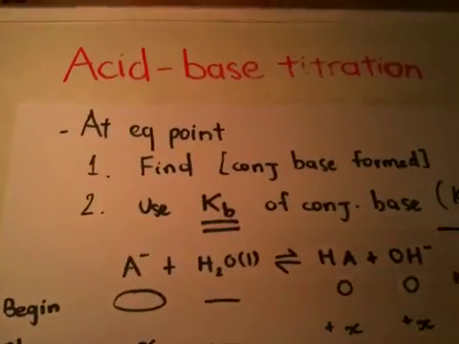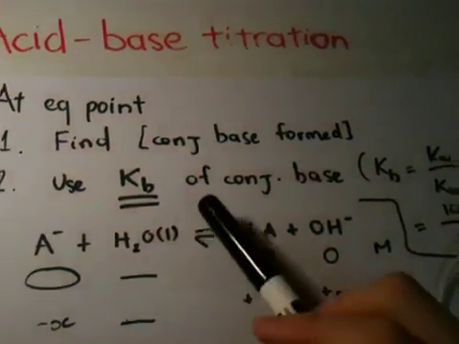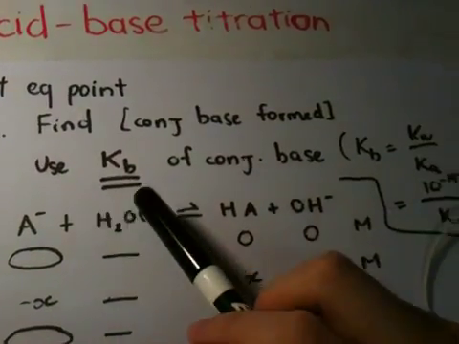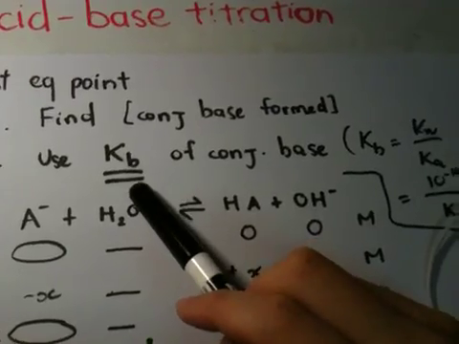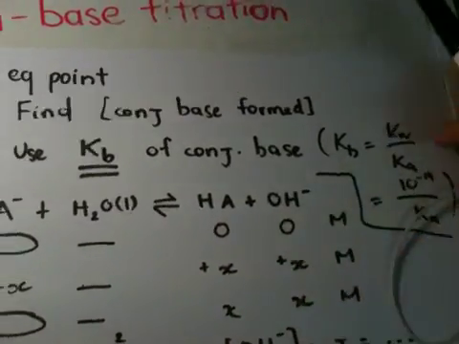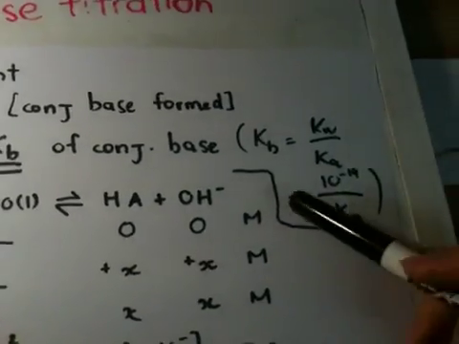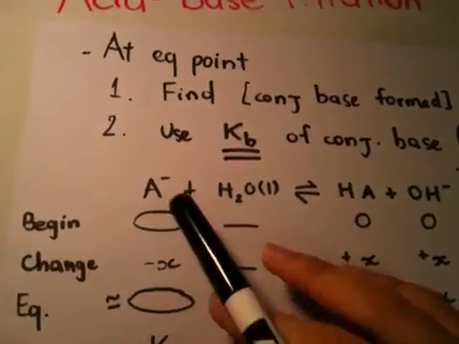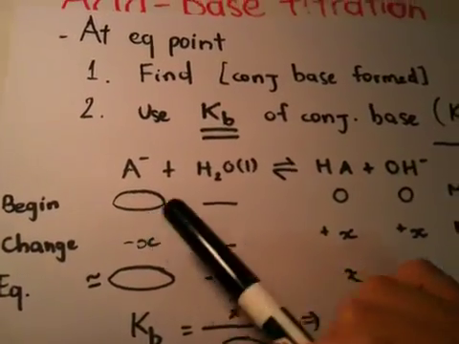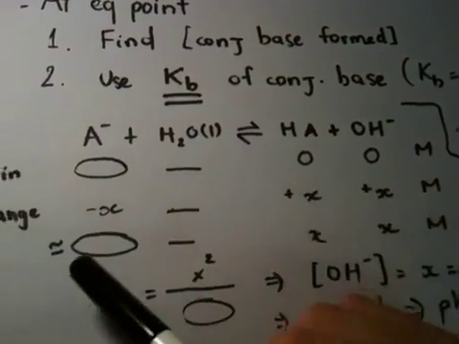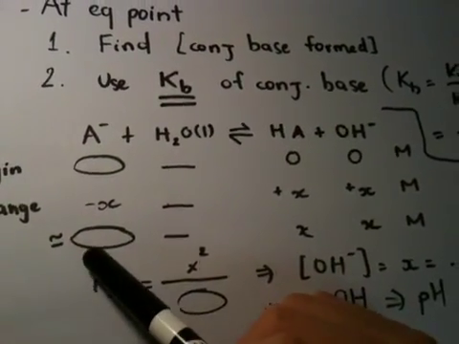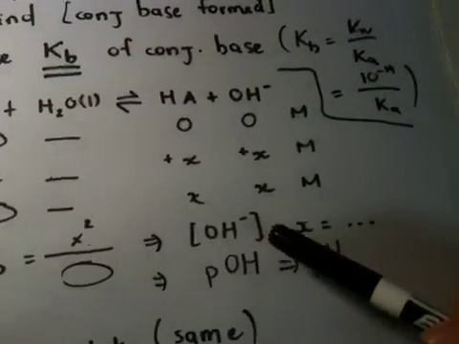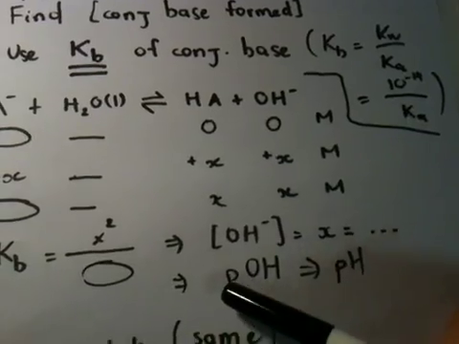Now, what happens at the equivalence point is you have to find the concentration of the conjugate base form, and then you use the Kb value of the conjugate base, using this formula, and find the concentration of the conjugate base. Set up this type of ICE table problem, assume that this is negligible according to this, and find the concentration of OH, and then you find the pOH.